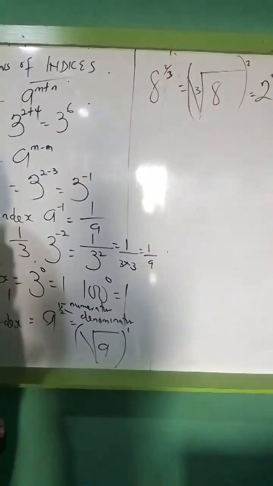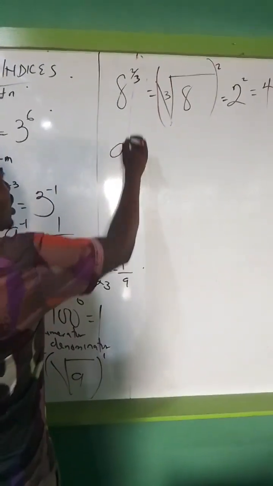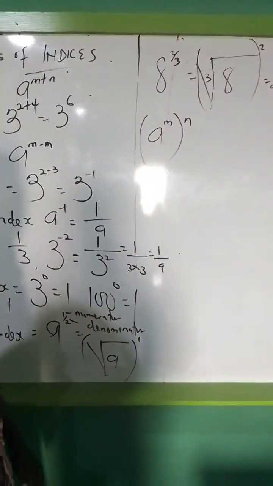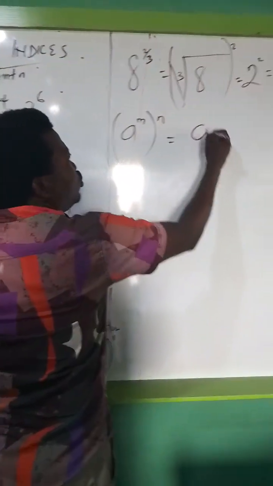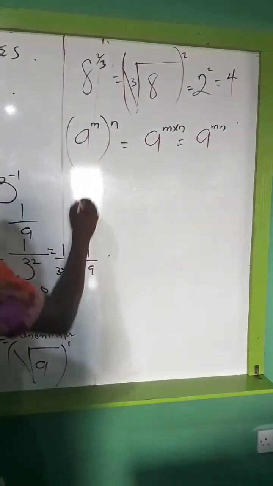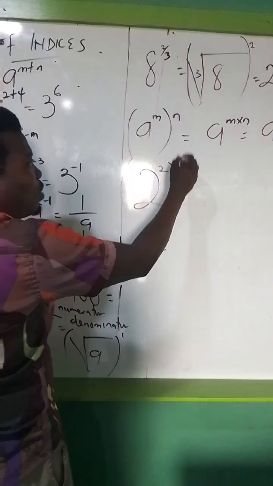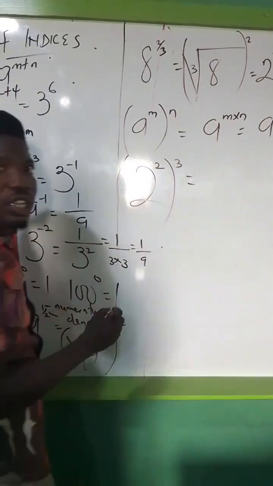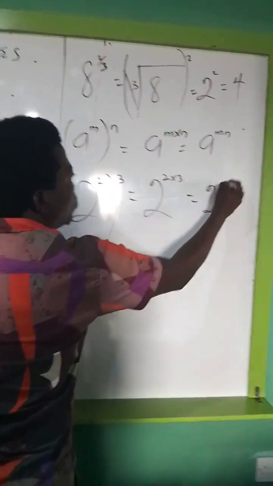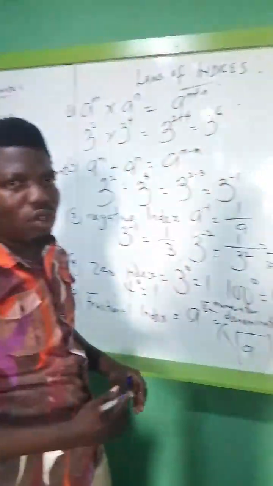Let's go again. Let's pick another law. Another law says if a base is raised to a power and further raised to another power, what the law of indices says is you multiply the two powers together. Meaning, if I have 2 raised to the power of 2, then further raised to the power of 3, the law of indices says you have 2 raised to the power 2 times 3, which is 2 raised to the power of 6. These are the laws of indices.